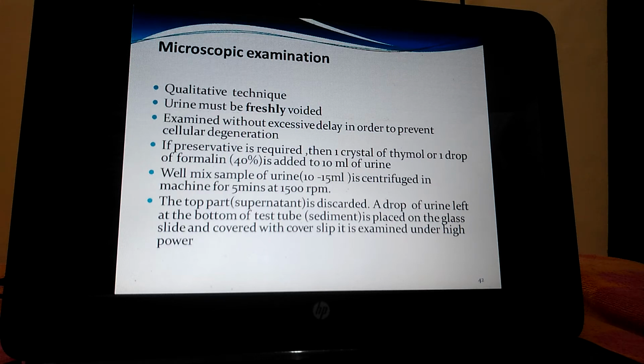The top part, that is supernatant, is discarded. A drop of urine left at the bottom of the test tube is placed on the glass slide and covered with a cover slip. It is examined under high power.